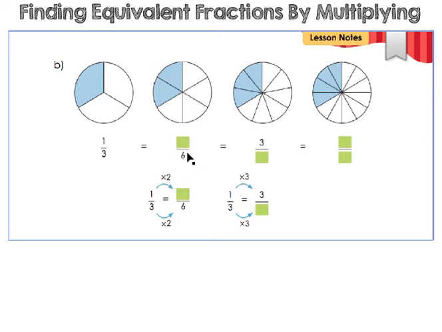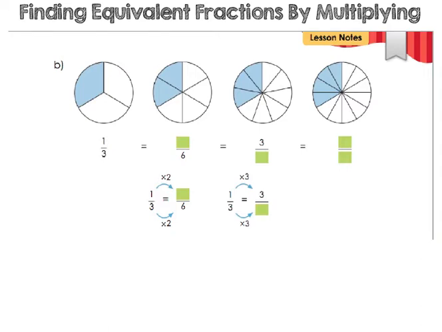So they already gave you the denominator. It's divided into 1, 2, 3, 4, 5, 6 parts. But how many parts are colored? Exactly. 2 parts are colored. That means that 1/3 is equal to 2/6. This and this are the same.